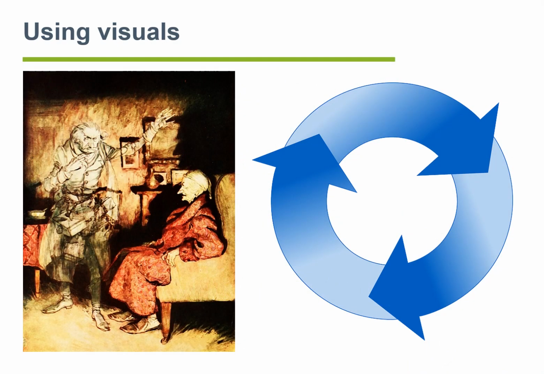In this video, we'll be looking at how teachers can remove barriers to learning for learners with EAL by using visuals, which present information in a non-verbal manner during the home learning period. For instance, on the left here, we can see an illustration of a scene from Charles Dickens' A Christmas Carol, and on the right, a graphic showing a cycle. Neither use any words.